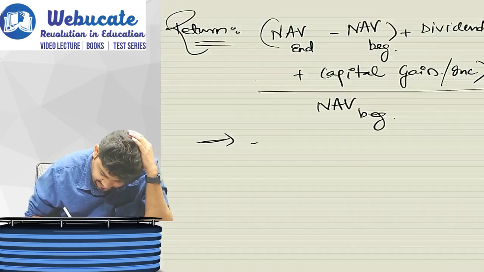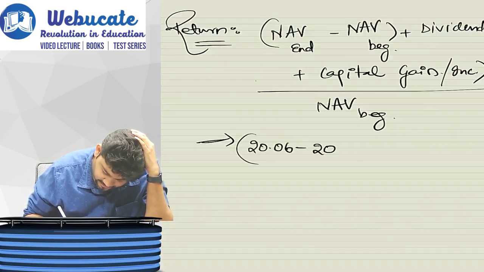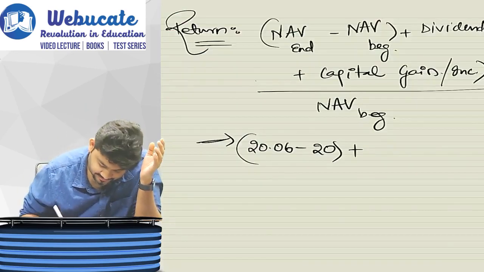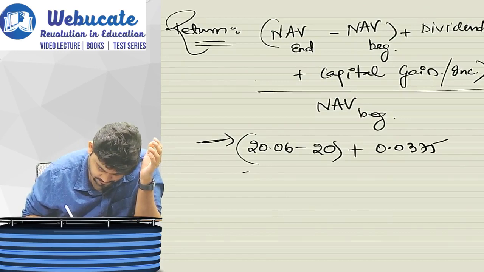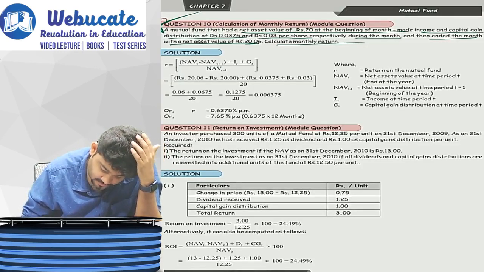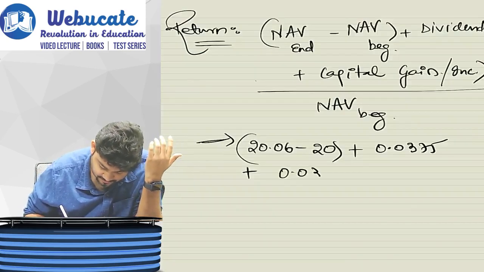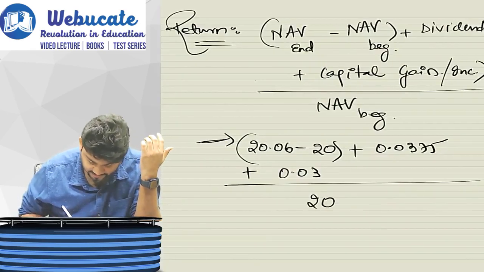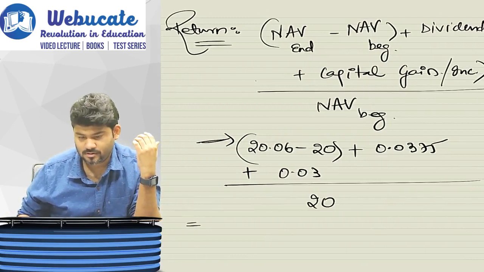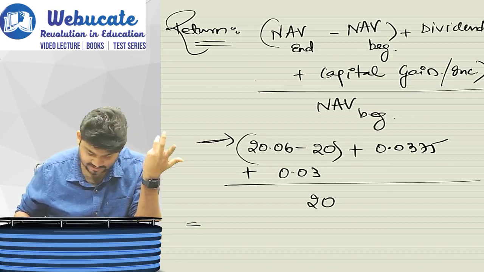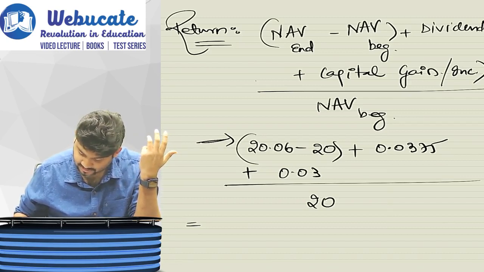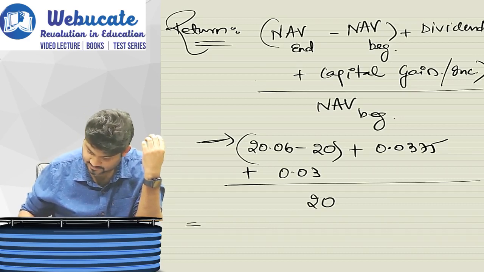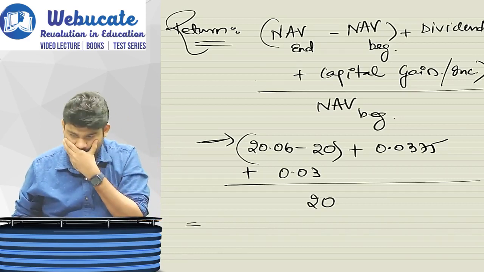So in this question, what is the NAV at the end? This is 20.06. NAV at the beginning 20. Dividend 0.0375. Okay. Then capital gain, this 0.03, divided by 20. So tell me how much is the return? 20.06 minus 20 plus 0.0375, 0.03. So this divided by 20, divided by 100. Somebody please confirm.